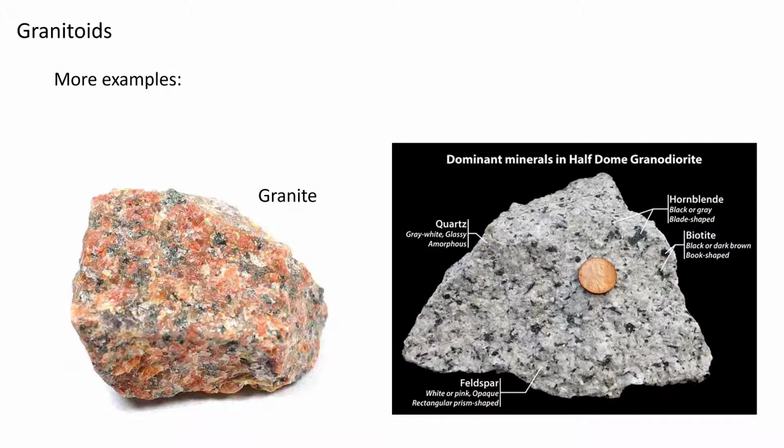Here are some more examples of granitoid rocks. There's a granite on the left of this slide, and looking at the half-dome granodiorite on the right side, we can see it contains quartz, plagioclase feldspar with some potassium feldspar, and the mafic minerals are hornblende, which is a type of amphibole, and biotite. So if we were to name this granodiorite specifically, and the hornblende and biotite are both more than 5% of the total rock composition, we would name it a hornblende biotite granodiorite.